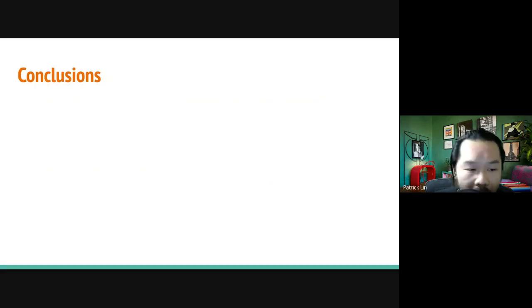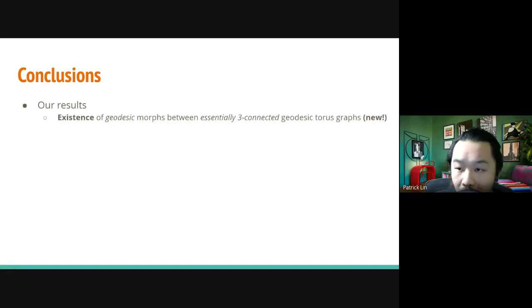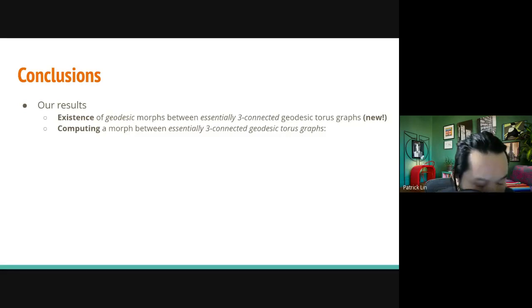So at this point, the conclusion is that we've extended Cairns to the torus. So we have these geodesic morphs. And somehow this was new. Despite the fact that we have these algorithms that tell us if we have more morphs, we don't actually know in general if we can actually find geodesic morphs between embeddings. And so here, as a side consequence of actually constructing these things, we know that they exist. We can also compute a morph between, there's sort of a technicality here due to using spring embeddings, essentially 3-connected geodesic torus graphs.